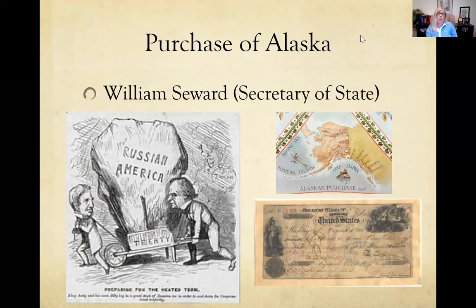During the Civil War, William Seward, who was the Secretary of State under Abraham Lincoln, purchased Alaska. We've already talked about this briefly, but the purchase of Alaska was, again, looking towards expansion, looking towards that Pacific coastline and having American influence there.